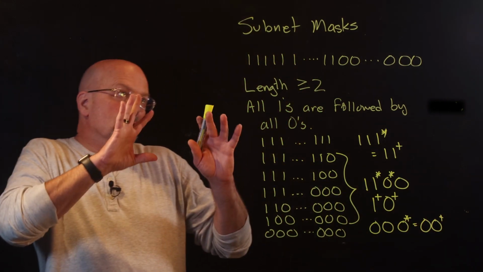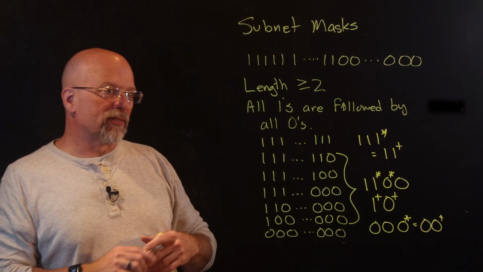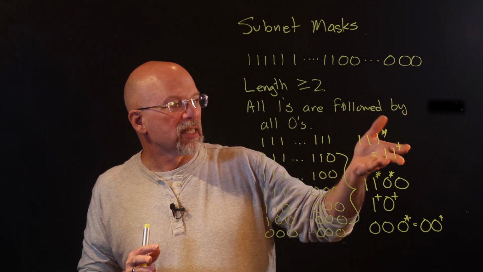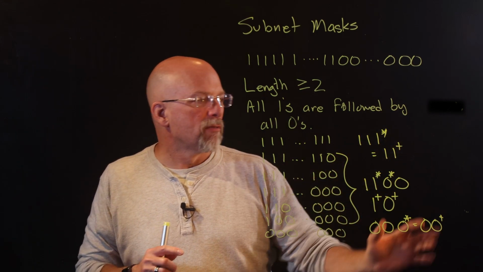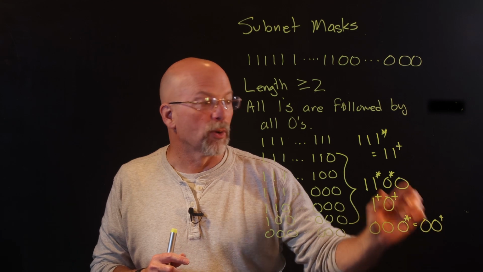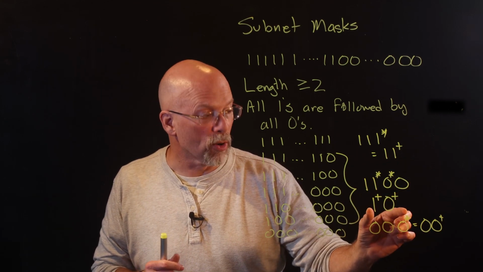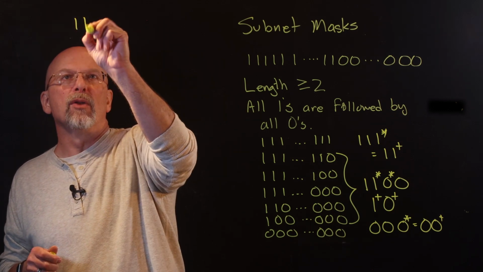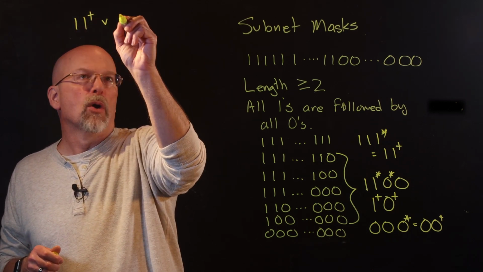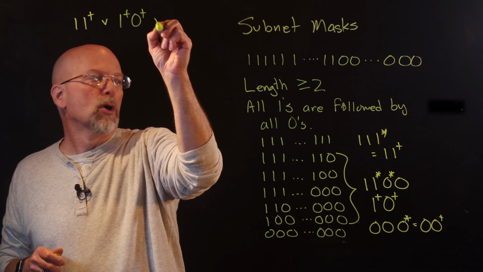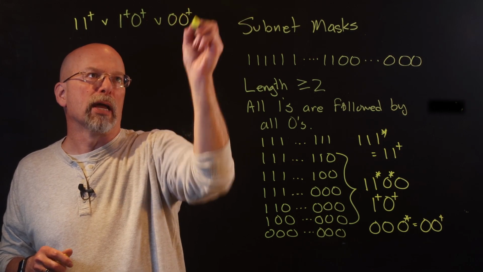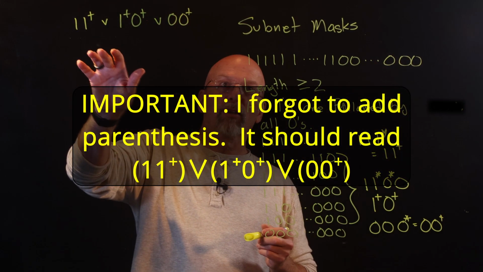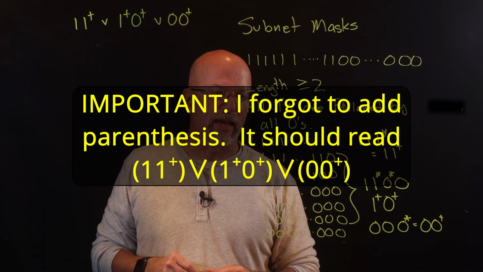Now, what we are doing to define this idea of a subnet mask is it's this regular expression, or this regular expression, or this regular expression. So what you get is 1 1 dagger or 1 dagger 0 dagger or 0 0 dagger. And there you go. There's a regular expression that defines a subnet mask.